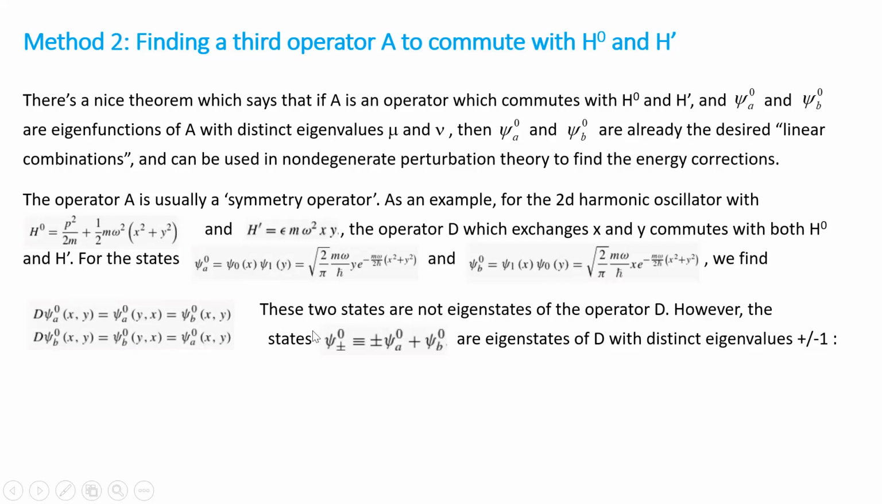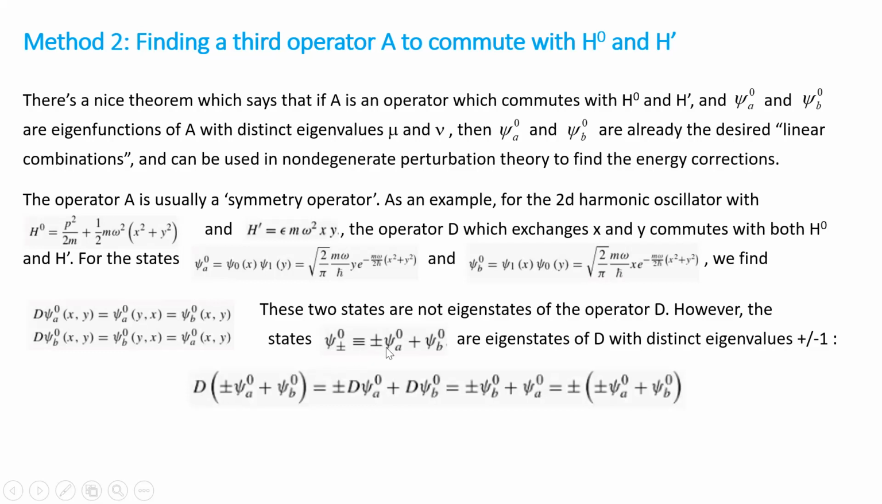However, it turns out that the states which we looked at before, which is probably not surprising because we're working with the same system, if we combine the states in linear combinations, so psi plus or minus is plus or minus psi A plus psi B, those are eigenstates of D with distinct eigenvalues plus or minus 1. So to see that, we can operate with D on these two states, plus or minus psi A plus psi B.